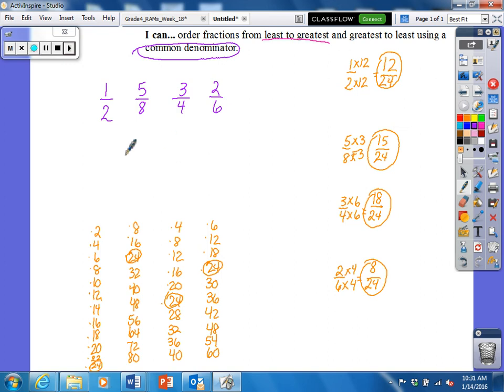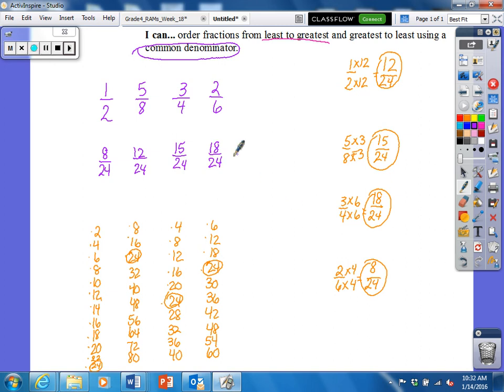So what is my smallest fraction? It would be 8 24ths. And then I'll go to 12 24ths, and then 18 24ths. Oh, I made a mistake. Not 18. Should be 15 24ths. And then finally, 18 24ths.